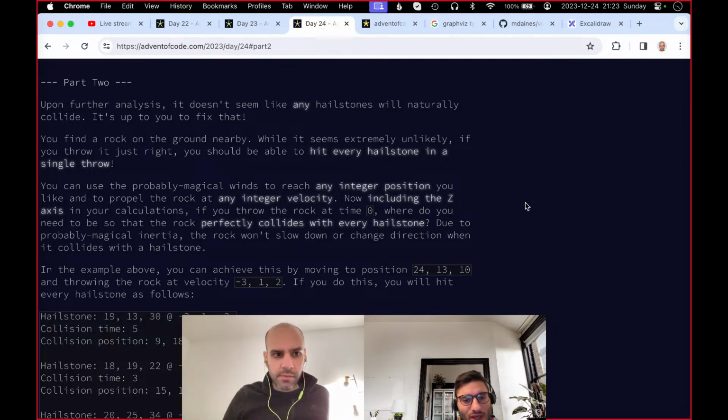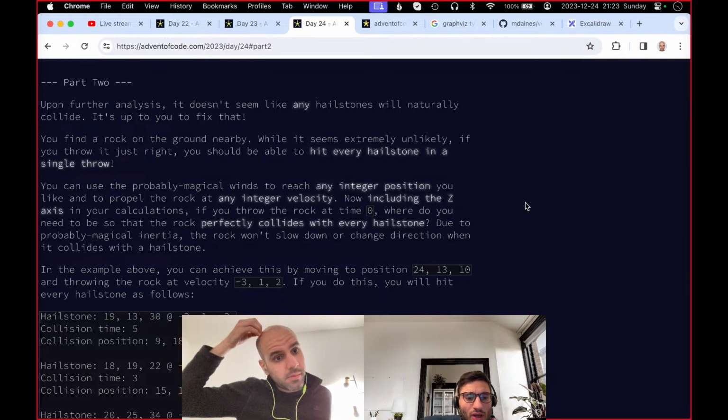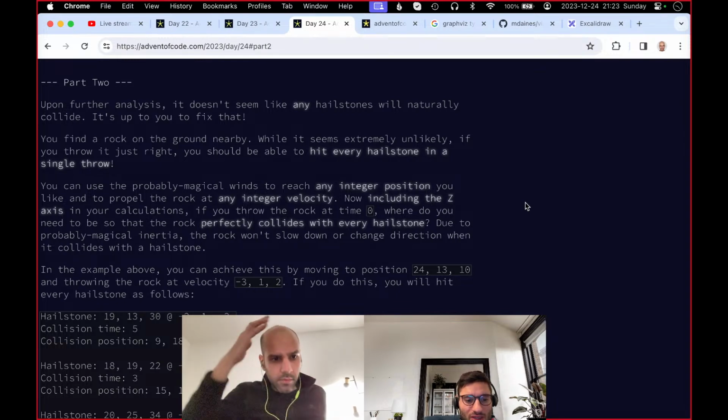It doesn't seem like any hailstones will naturally collide. It's up to you to fix that. You find a rock on the ground nearby. While it seems extremely unlikely, if you throw it just right, you should be able to hit every hailstone in a single throw. You can use the probably magical winds to reach any integer position you like and to propel the rock at any integer velocity, now including the z-axis in your calculations.